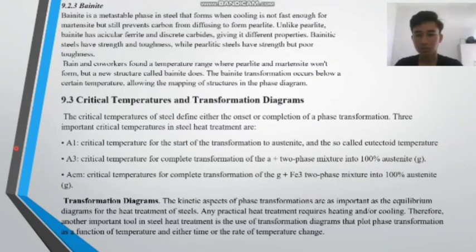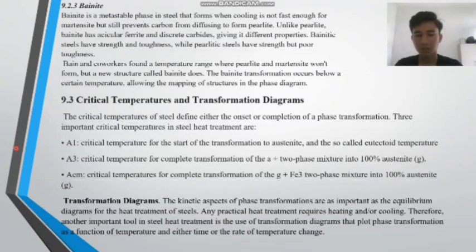Critical temperature A3: the critical temperature for complete transformation of the α + Fe3C mixture into 100% austenite. ACM: the critical temperature for complete transformation of the γ + Fe3C mixture into 100% austenite.